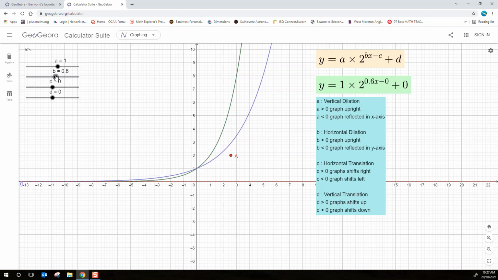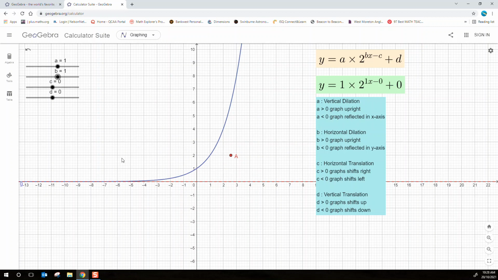Now, importantly again, when B is a positive number, either larger or smaller than 1, the graph is upright, the same as the original base function. When B is a negative number, a negative fraction or a negative number beyond -1, the graph is reflected in the y-axis. So the graph decreases as we read to the right. This blue graph would be a good example of exponential decay, whereas the green one would be an example of exponential growth. So that's what B does. Let's put B back to 1 so that it isn't going to distract us.